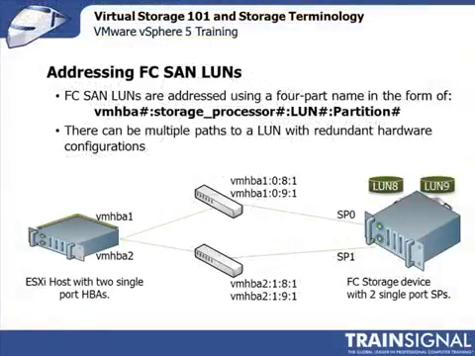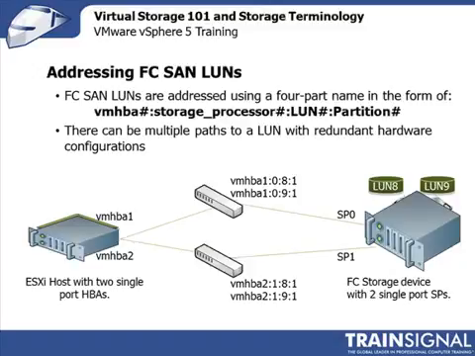Now when addressing fiber channel SAN LUNs, the name formatting is a 4-part name as follows. It starts off with the HBA, the device that's being used. So for example, every HBA device is going to have a number. It's going to be preceded by vmHBA and then the number, whether it's 0, 1, 2, 3, 4, whatever it is. Then the storage processor number is going to follow. So that's the route it's going to take in order to access the LUN or the partition. Next comes the destination LUN number, and after that is followed by the partition number.